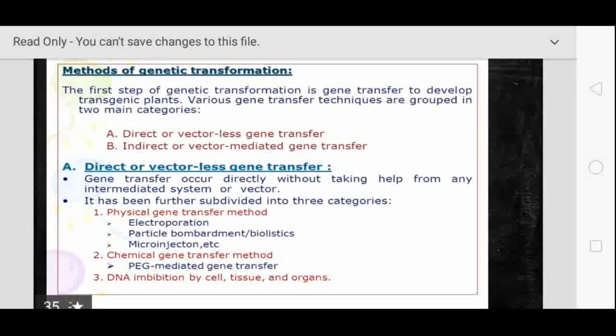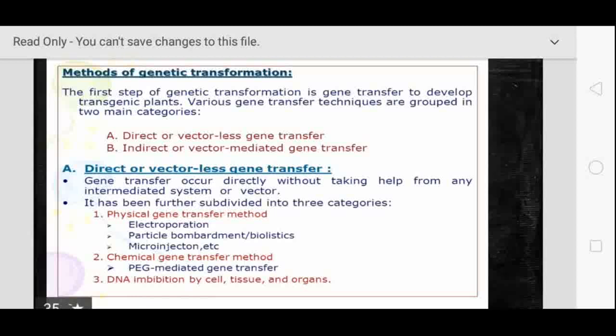So far we discussed the tools for genetic engineering such as enzymes, vectors and competent cells. This is nothing but how rDNA is inserted into the host cells. Now the gene of interest is inserted into the host cells. The next step we have to see is how the rDNA technology present in the host cell is transferred or delivered into the plant cells. So this is the topic. Next we are going to see the methods of gene transfer.